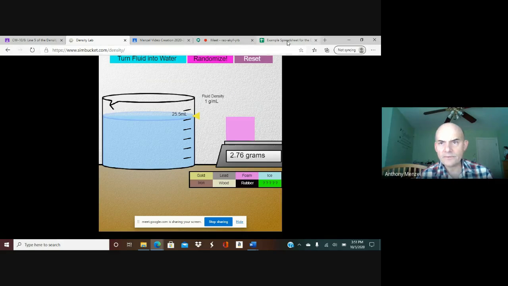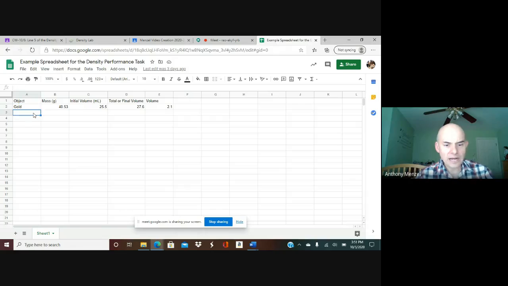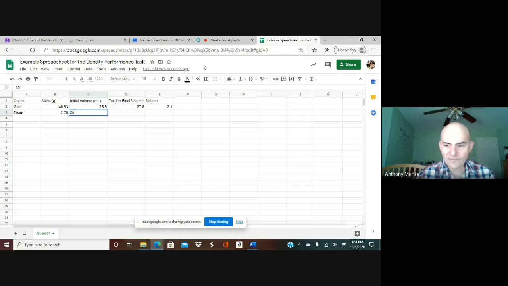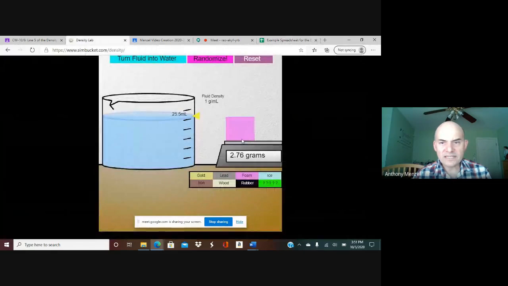So if we put our foam, first we get our mass, 2.76 grams, and we can put that on our spreadsheet. We have foam, 2.76 grams. Our initial volume, if we see here again, is the same. All of these initial volumes should be 25.5 because when there's nothing in the beaker, it's 25.5 milliliters that's in the beaker.